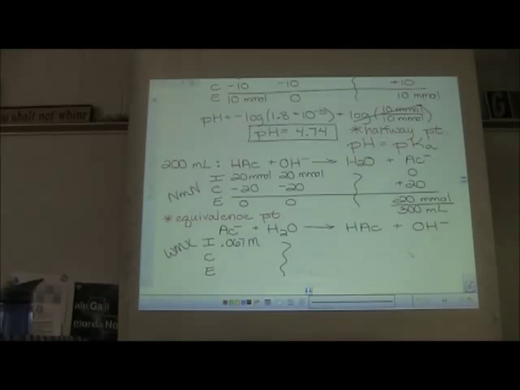I don't care about water. If you're not sure what to put here, this ice table is not happening until this one is finished. At the end of this first ice table, was there any HAC left over? No. Was there any OH minus? No. What do I put down here? X's.